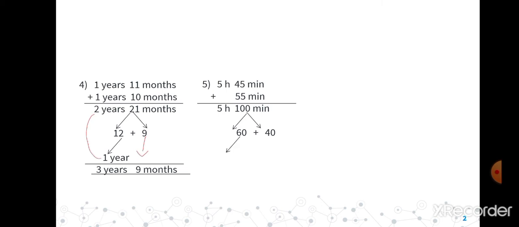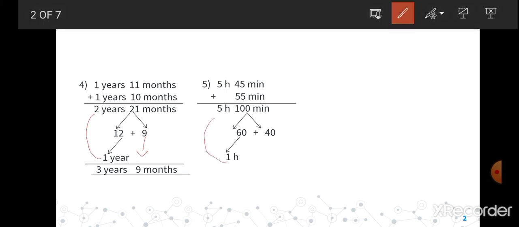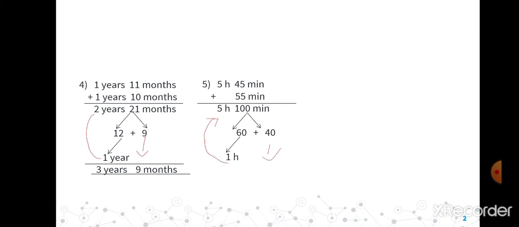So this 60 is equal to 1 hour. So again what will happen? This 1 hour will be added into 5 hours and this 40 will come down. Okay, so what will be your answer? 6 hours 40 minutes. Now what does the next example say?